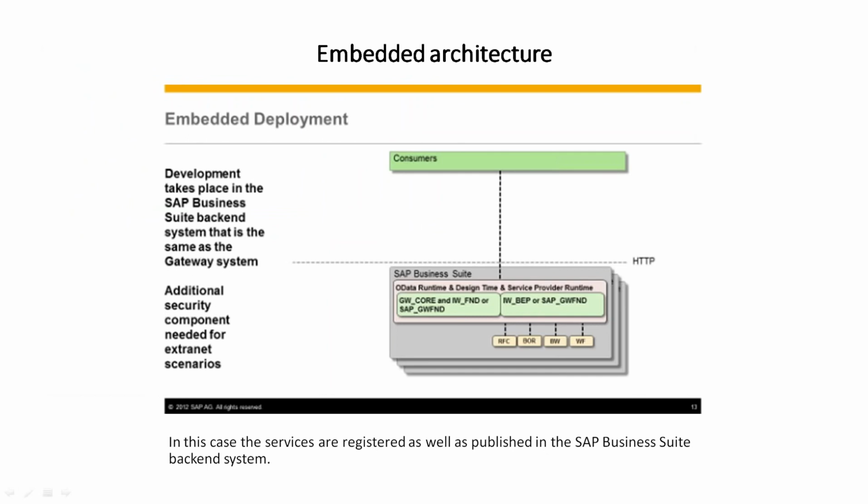Okay. So in this case, the consumers are directly sending the request to the backend business system. You are going to develop the services in the system since you have the IWBEP component, so you will get the gateway service builder. You will develop all your services here and register your services here, so that the consumers are directly requesting the response from the backend business system. Okay.